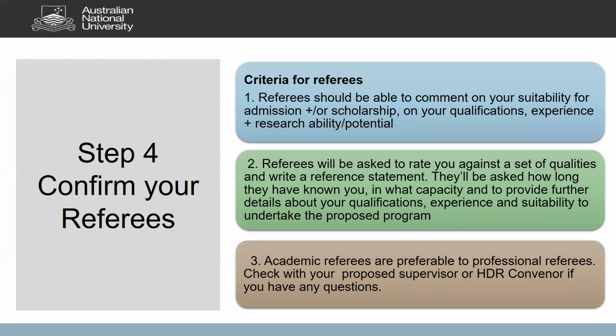Step 4, you need to confirm your referees. Referees should be able to comment on your suitability to conduct research. Referees will be asked to rate you against a set of qualities and write a statement. Academic referees are preferable to professional referees. However, both can be accepted. You can always check with your proposed supervisor or the HDR convener in the research school if you have any questions about referees.